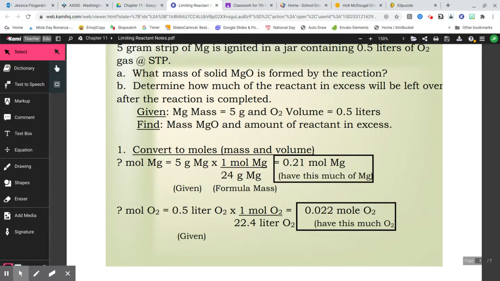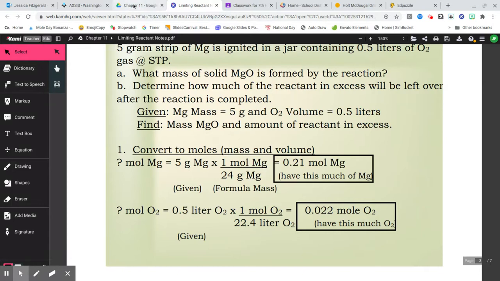And make sure that you label these. Notice I labeled this: I have this much magnesium, I have this many moles of magnesium. Now I'm going to convert my liters of oxygen over to moles of oxygen. So I'm going to use the 22.4 liters per mole of oxygen, and I have 0.022 moles of oxygen. So this is how many moles of oxygen I have.